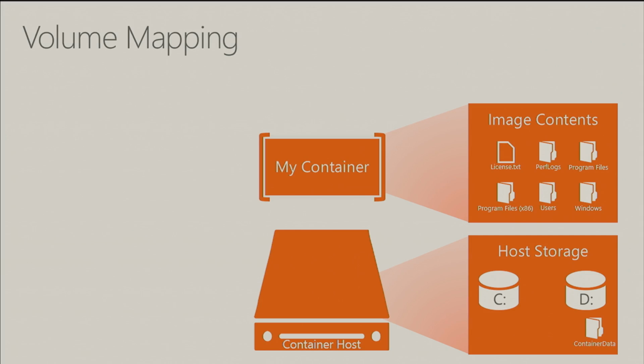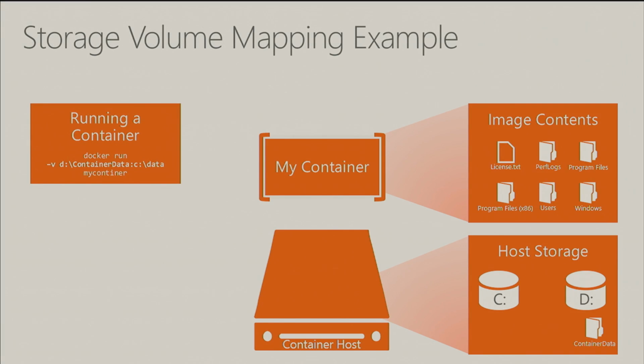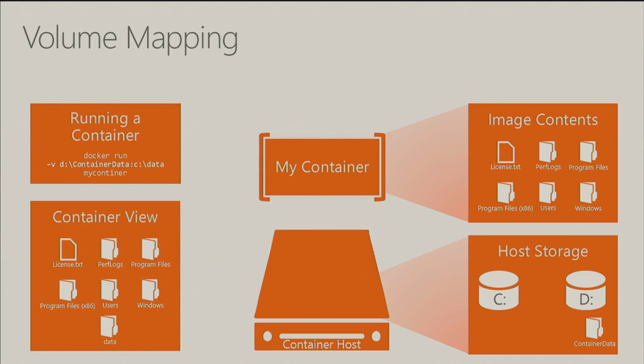Now, as Patrick showed earlier, when we look at the container contents itself, it's got Windows and program files and whatever stuff's in there. When we start up this container, in this example, we're going to say -v to say volume mapping, and we're going to give it some information. I want to map D:\container data into C:\data in the container. So what does the container see when it starts up? Well, it sees this extra folder called data.